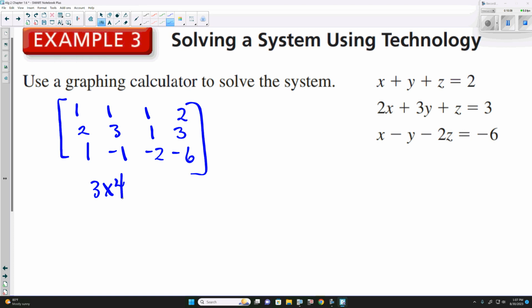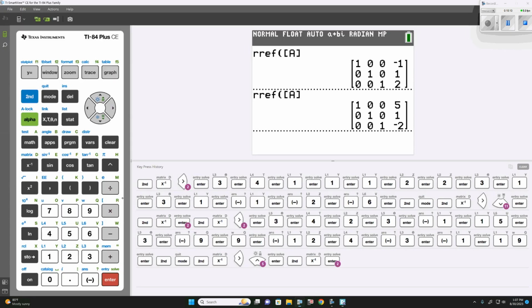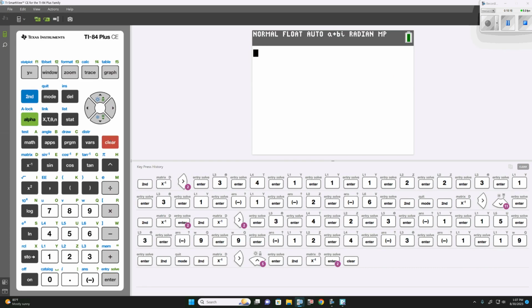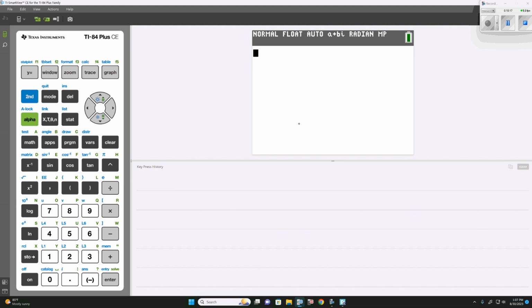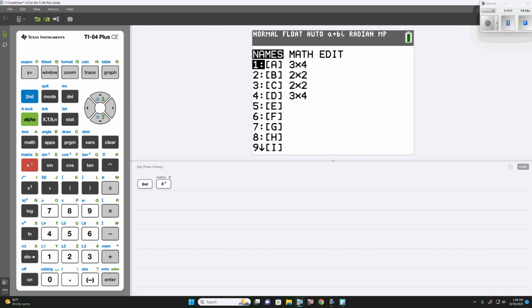All right. You can grab the calculator and turn it on if it's not turned on already. Clear all that out. Clear the bottom here. I cleared it out so the key press history at the bottom of the screen will show you a running tally of our keystrokes. Now, the first thing we need to do is hit second matrix. Second x to the negative 1.